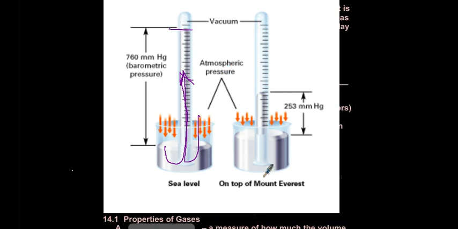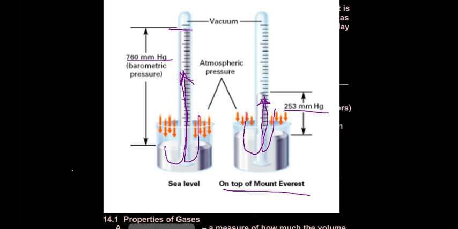And so as we go to a lower pressure area, like say the top of Mount Everest, there is less pressure pushing the mercury up the tube, supporting a column of mercury that is only 253 millimeters high, as opposed to normal barometric pressure, which is 760 millimeters high.